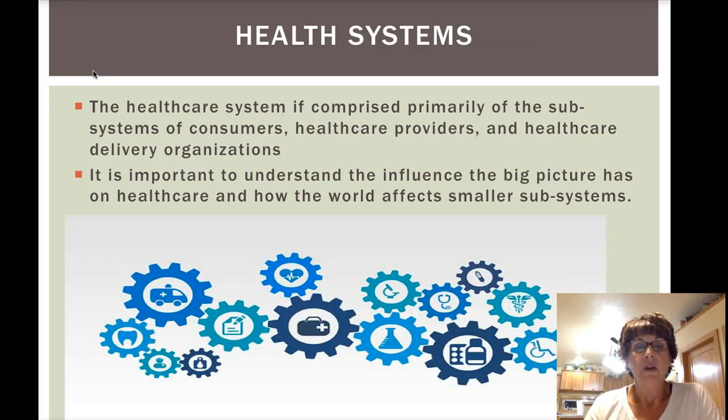What are health systems? This is where we practice. We practice within the healthcare system, and it's comprised primarily of subsystems of consumers, healthcare providers, and healthcare delivery organizations. It's important to understand the influence the big picture has on healthcare and how the world affects smaller subsystems. So, just what we talked about before, all of the things in the healthcare system, the providers and the delivery organizations, so the offices and the hospital units and nursing homes, all affect the patient, all affect when the medications are given, where they come from, how they're paid for. All of it interacts back and forth in an open fluid motion within a system.